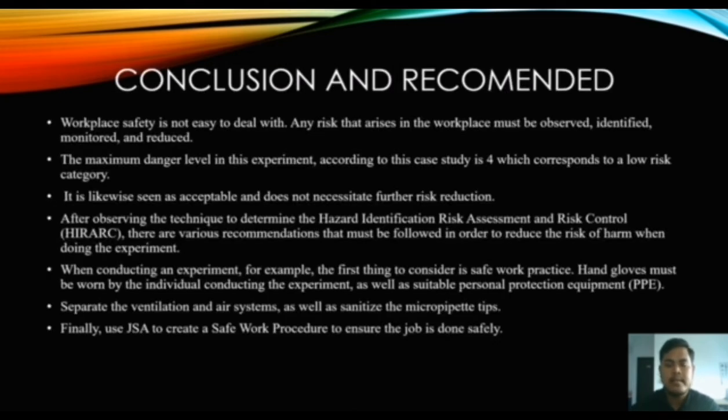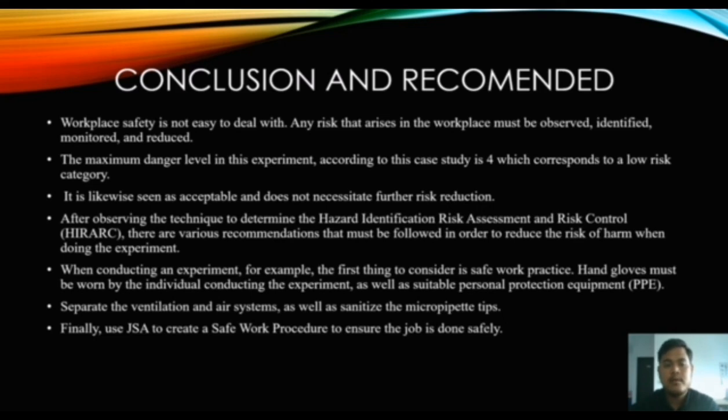Lastly is the conclusion and recommendations. Workplace safety is not easy to deal with. Any risk that arises in the workplace must be observed, identified, monitored, and reduced. The maximum danger level in this experiment, according to this case study, is 4, which corresponds to a low risk category. It is likewise seen as acceptable and does not necessitate further risk reduction. After observing the technique to determine the hazard identification, risk assessment, and risk control hierarchy, there are various recommendations that must be followed in order to reduce the risk of harm when doing the experiment.